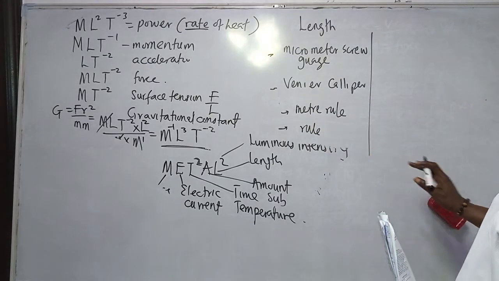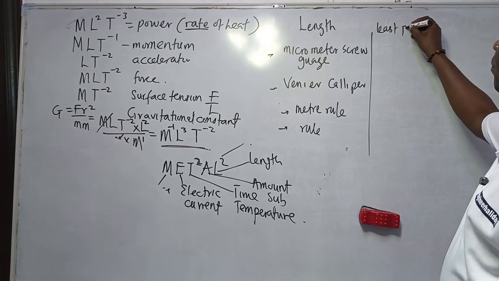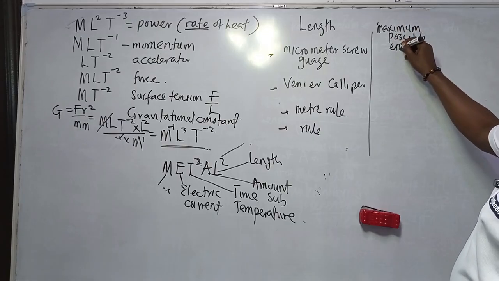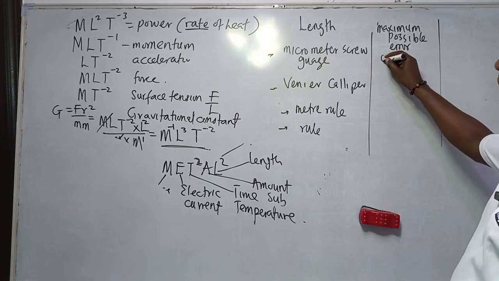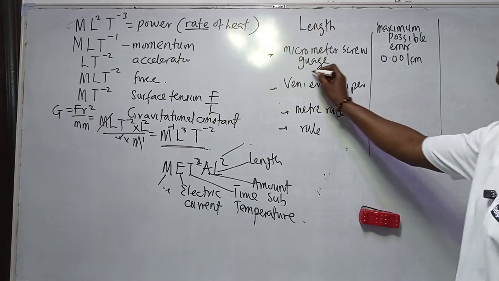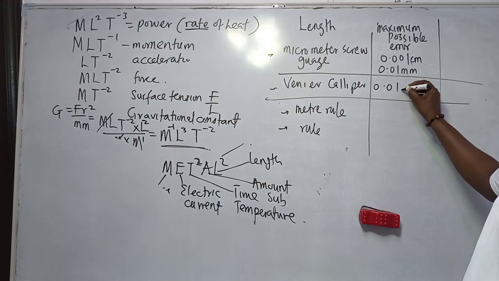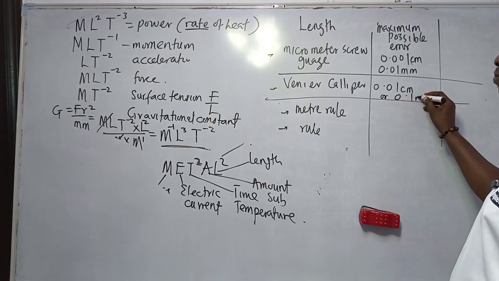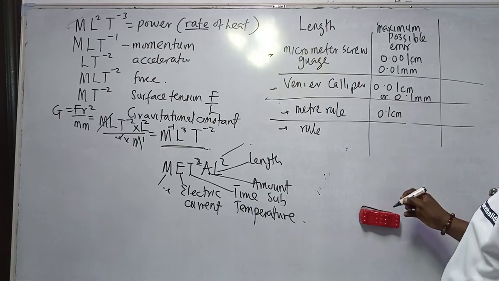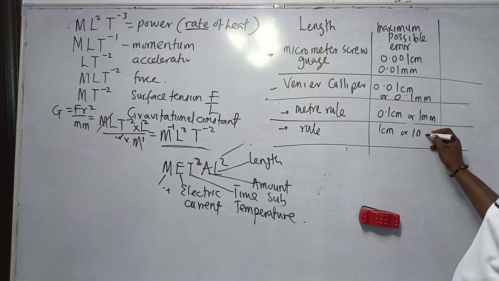Now, in this case, take note of this vital point. Number one is the maximum possible error we can have for this. This one is measured in 0.001 centimeter, which is the same thing as 0.01 millimeter. This one is measured in 0.01 centimeter or 0.1 millimeter. This one is measured in 0.1 centimeter or 1 millimeter. This one is measured in 1 centimeter or 10 millimeter.